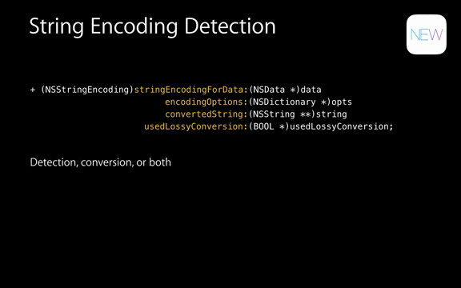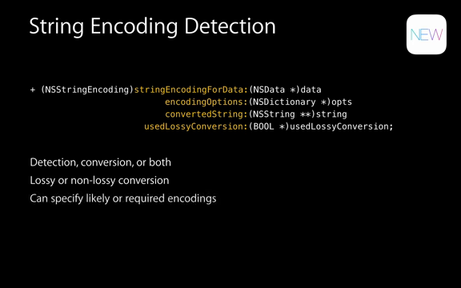And it's very handy. There are lots of options. You can have it do the whole conversion for you at once, or just tell you what it thinks the encoding is. You can have lossy or non-lossy conversion. And if you happen to think you know what encodings it is likely to be in, you can specify those, or you can require it to be one of a certain list of encodings.